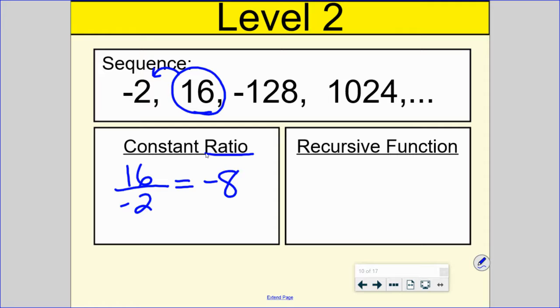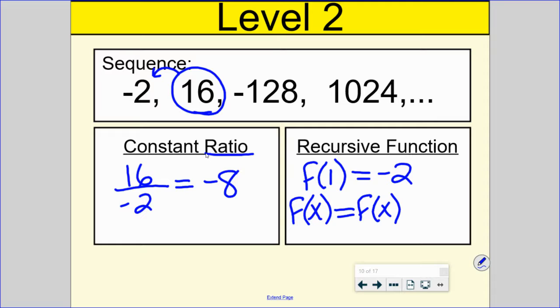Remember, for our recursive functions, we have to state two things. First, we state what the first number in the sequence is, and the first number in this sequence is -2. And then we're going to state what is happening. For any number in this sequence, you're going to take the number in front of it.